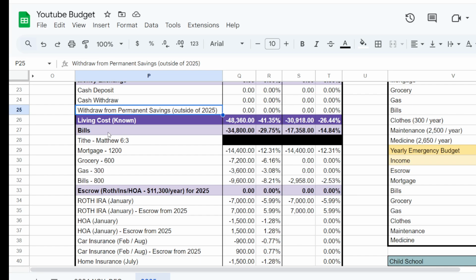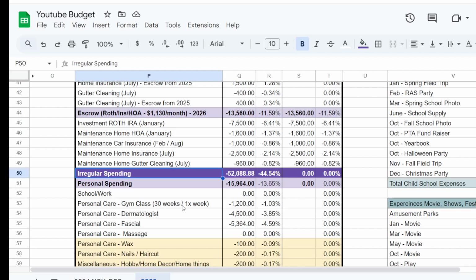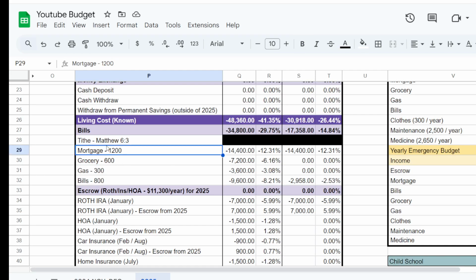So for my living cost, I broke it up into known and then irregular spending. The known spending, these are the ones that are actually necessary. It's not to say that my regular spending is not necessary, but these are pretty recurring monthly bills, and they're just essential to my living cost.